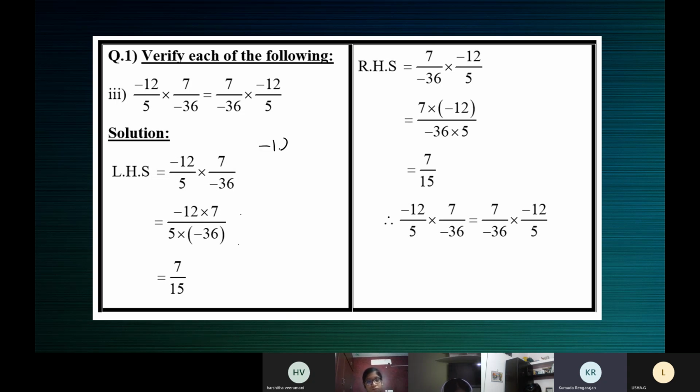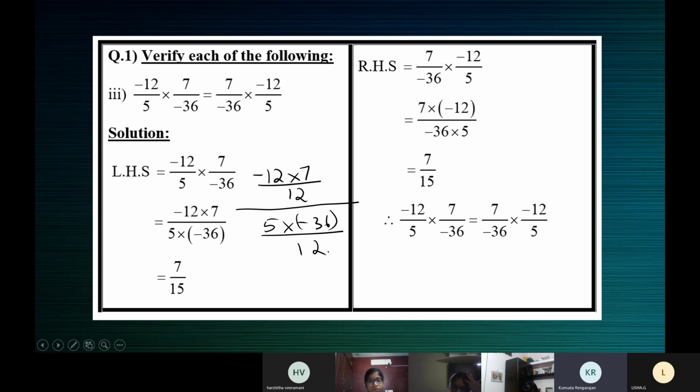So it's like this, minus 12 into 7. We're dividing the numerator by 12 and we are dividing the denominator also by 12. We don't have to show these steps. Let me write it again. See, this is the numerator, you're dividing by 12. And this is the denominator, you're dividing this one also by 12. You must divide both the numerator and the denominator by the same number, anything other than 0.